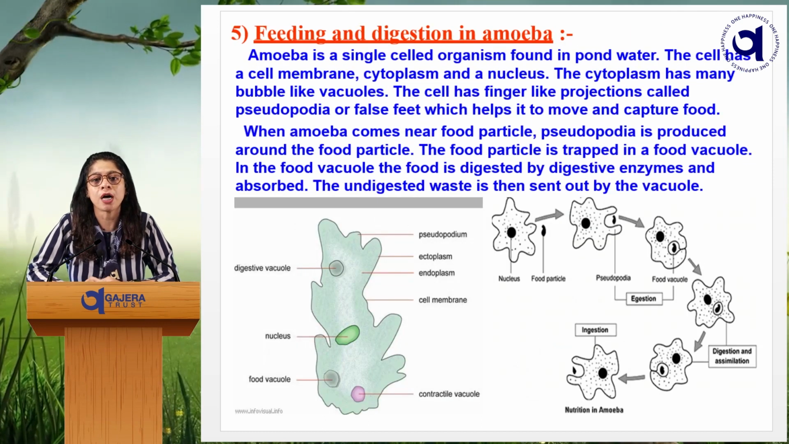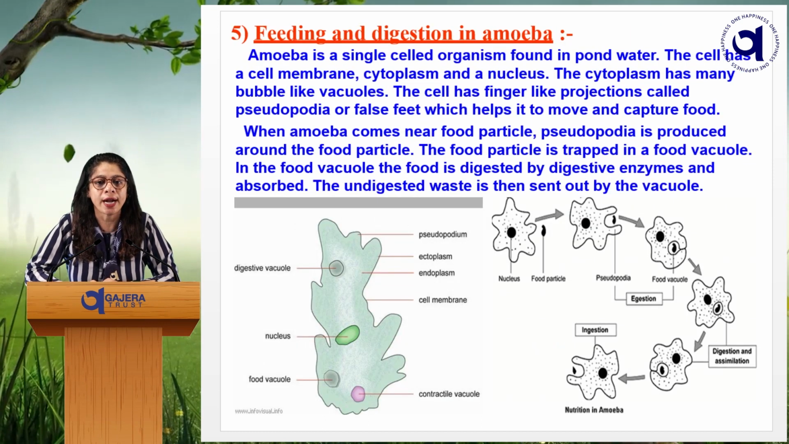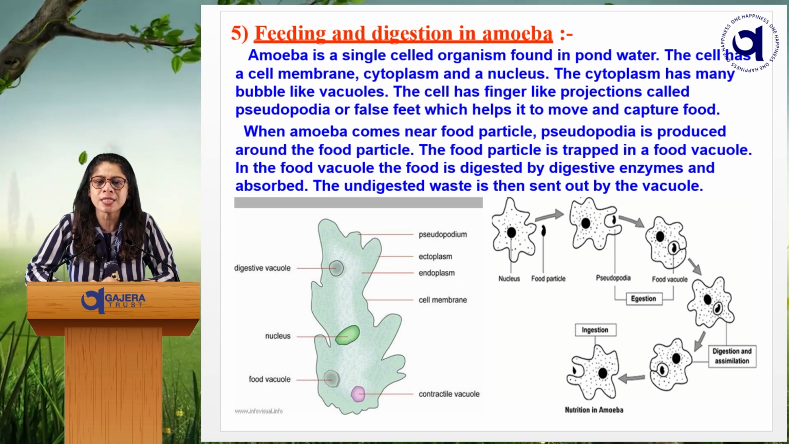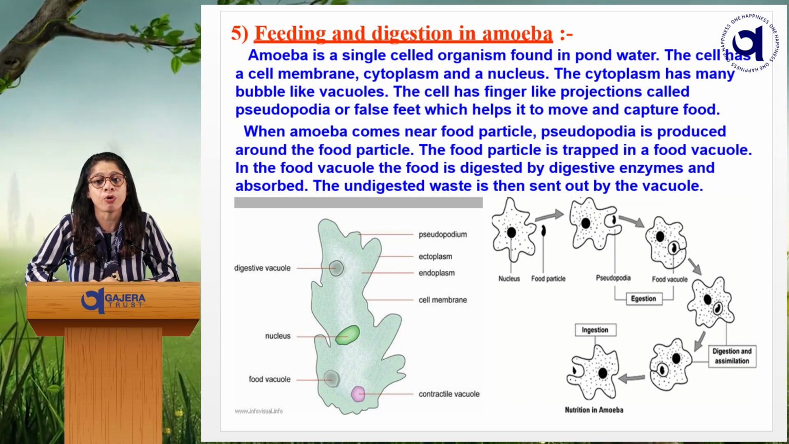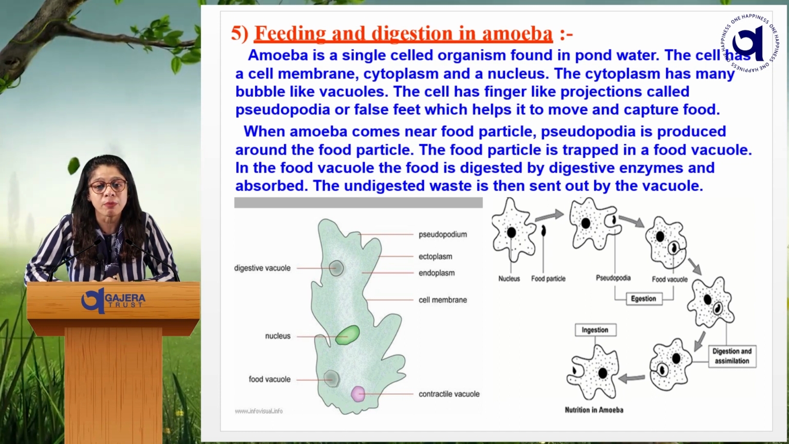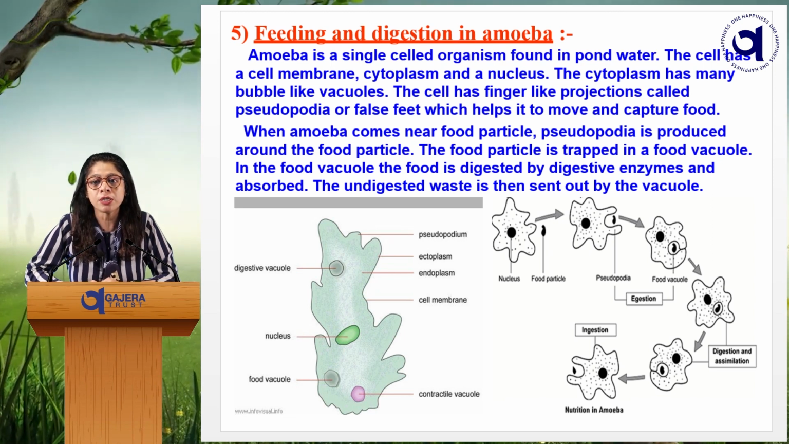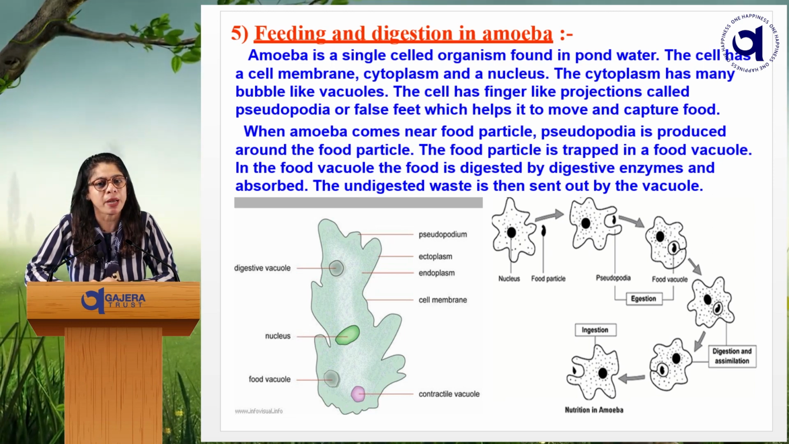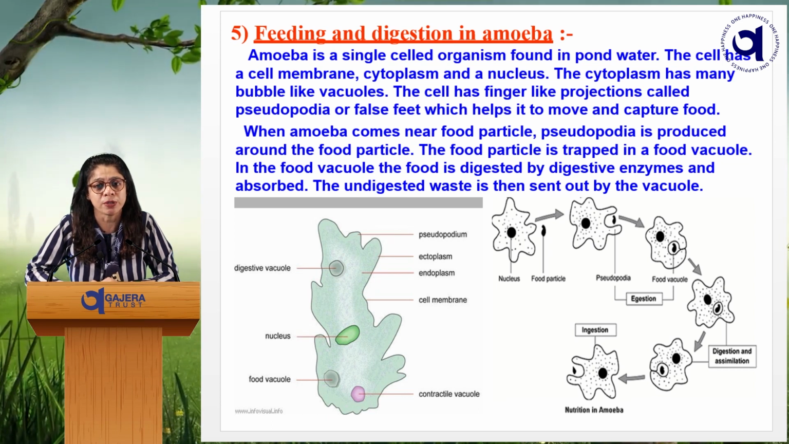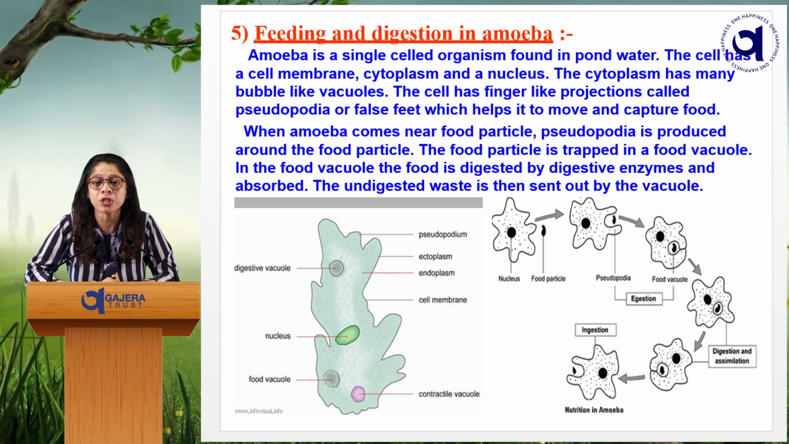Now, the last topic, feeding and digestion in amoeba. Amoeba is a single-celled organism found in pond water. The cell has a cell membrane, cytoplasm and nucleus that you already learned in the previous chapter. The cytoplasm has many bubble-like vacuoles. The cell has finger-like projections called pseudopodia or false feet which help it to move and capture food.